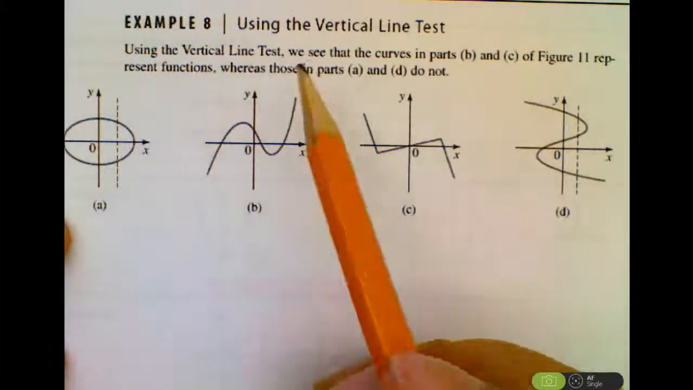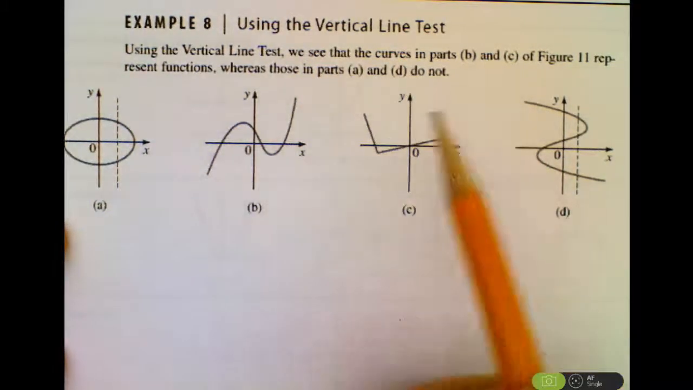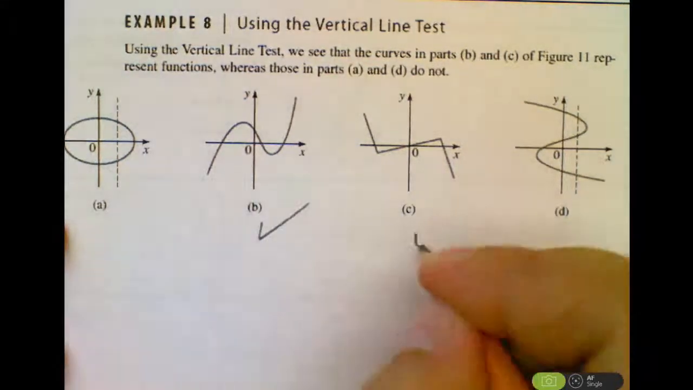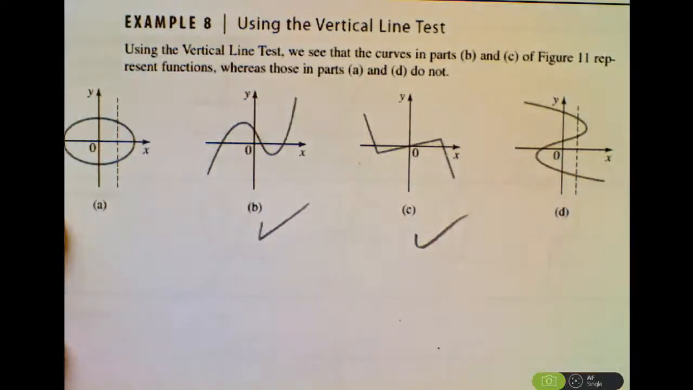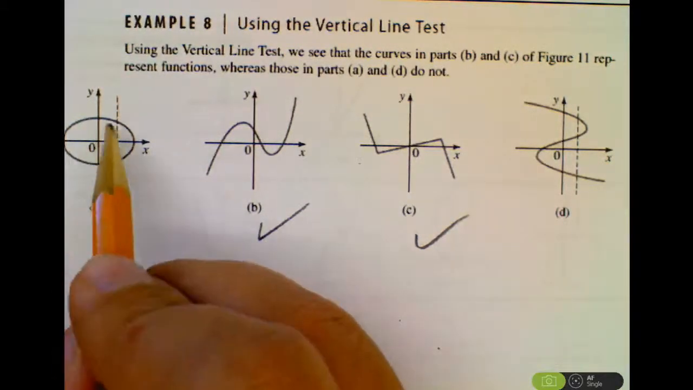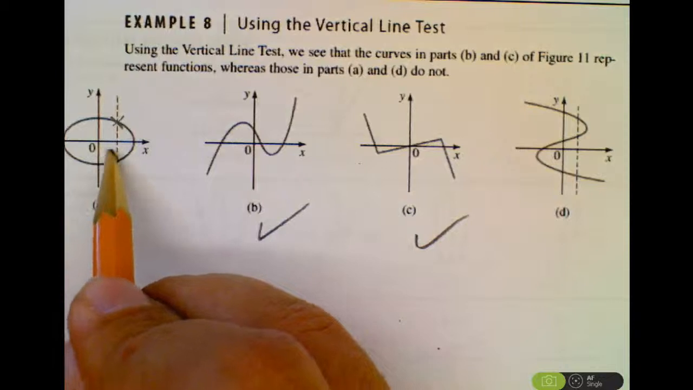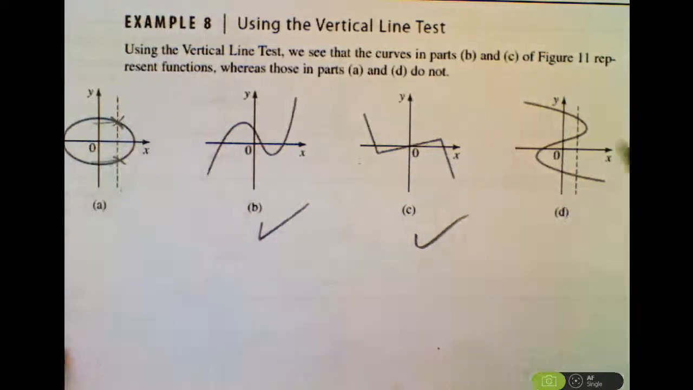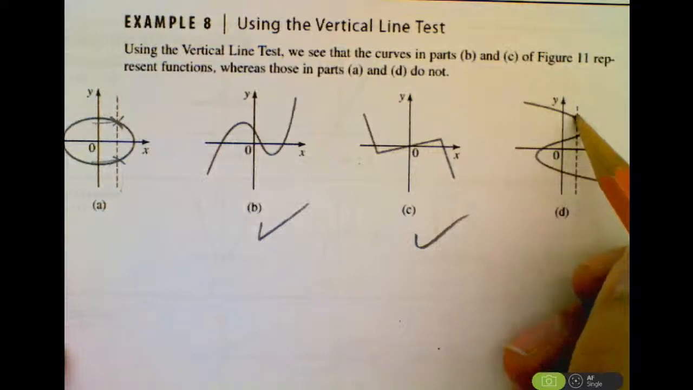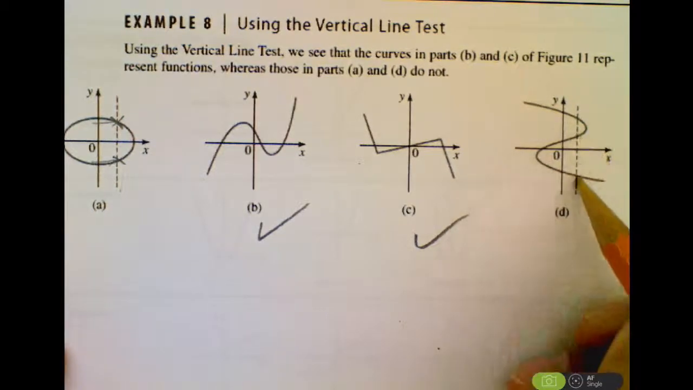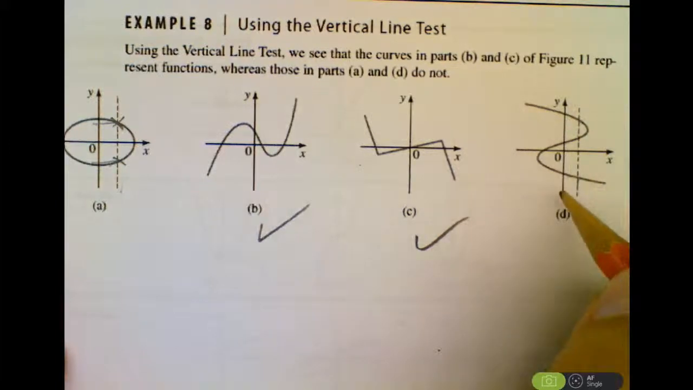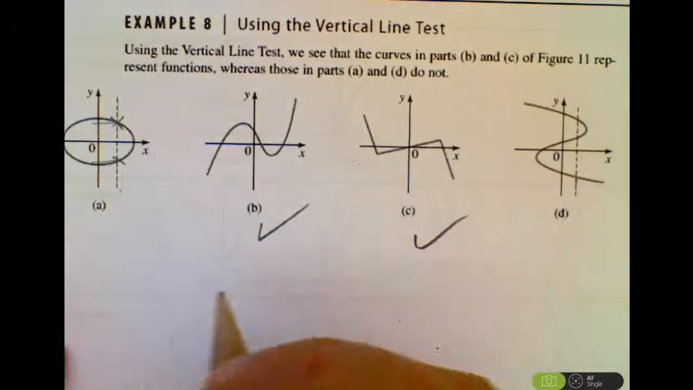It says, using the vertical line test, we see that the curves in part B and C represent functions, and the parts in A and D do not. So for example, in here, this vertical line is good enough to show that this is not a function, because for this x, you have 2 y's. And in this one, it's even worse because you have 3 different y values. But either one of them is not a function.